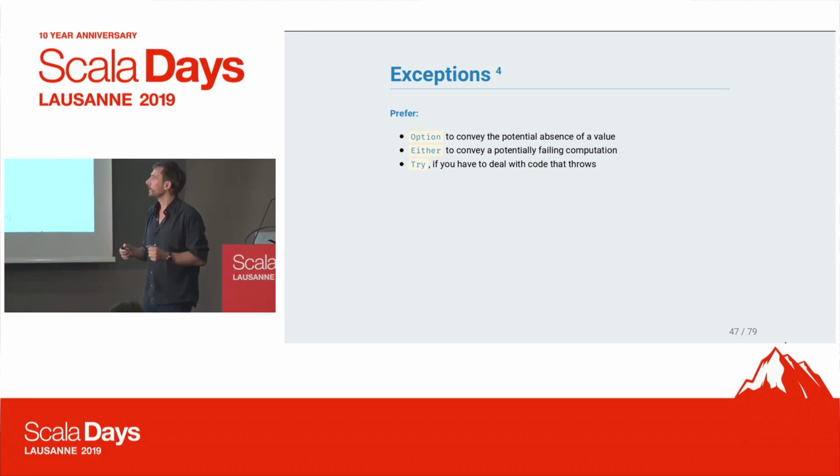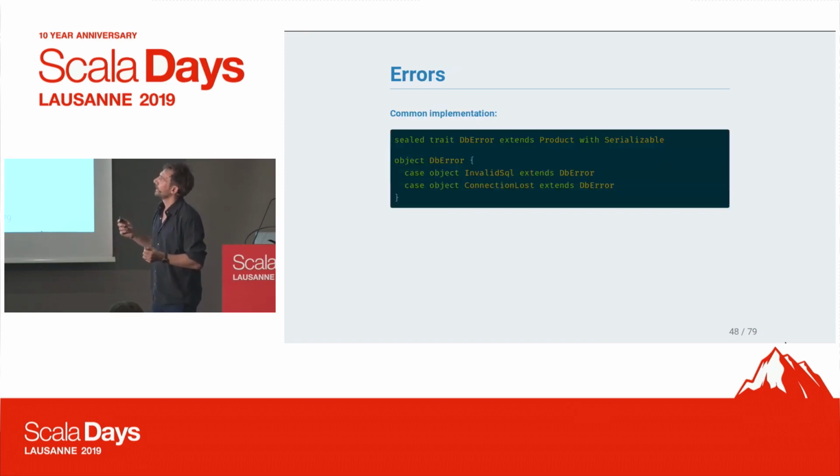And if you absolutely have to work with exceptions, like you're doing some Java interrupt, for example, Try is going to help you. It's basically an Either that contains an exception on the left. So if you have to use exceptions, use a Try rather than an Either. And unfortunately, nothing changed in Dotty about that. Now, I'm starting to put together things that we have said before.